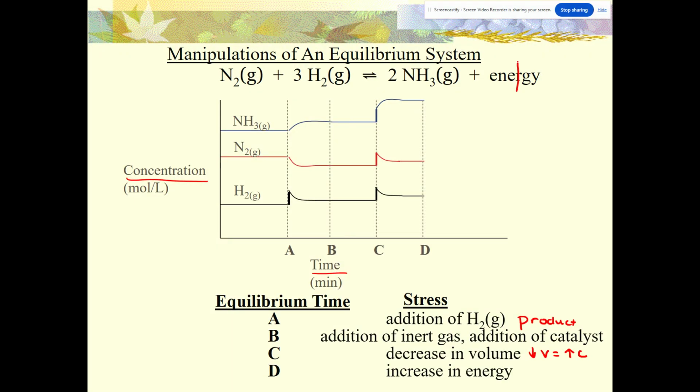So when I increase energy, which in this case is a product, it's going to shift to the opposite side, which is to the reactants. Now, when it shifts to the reactant side, that means my reactants are slowly going to increase, and my product is going to get used up a little bit to make more reactants. So you'll see the ammonia slowly go down and then flatten out, and my 2 reactants will both slowly increase and then flatten out. Okay?